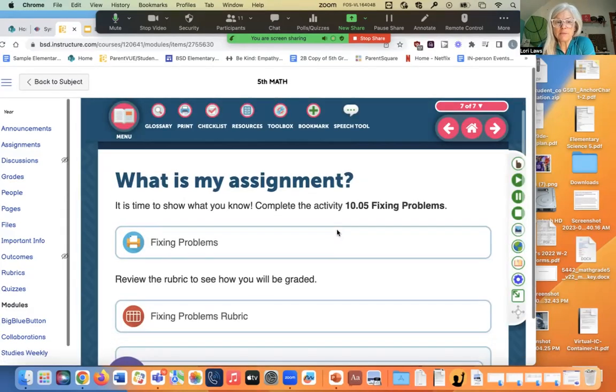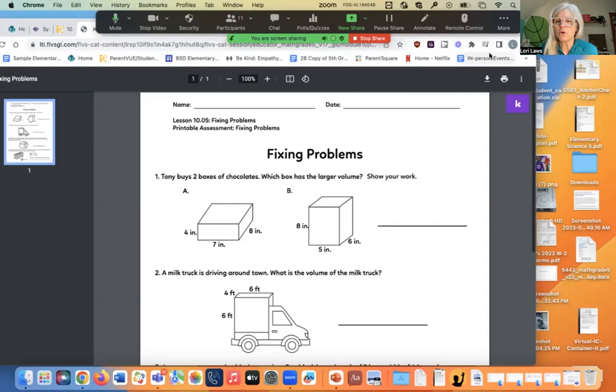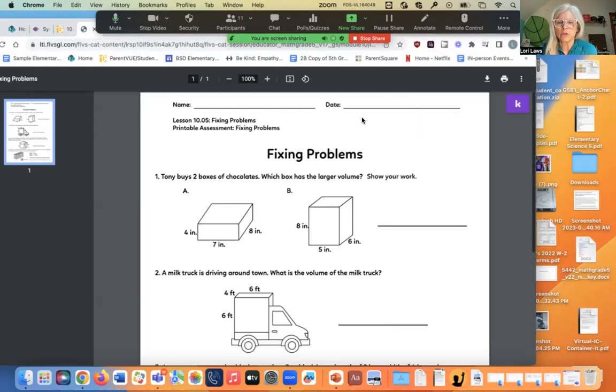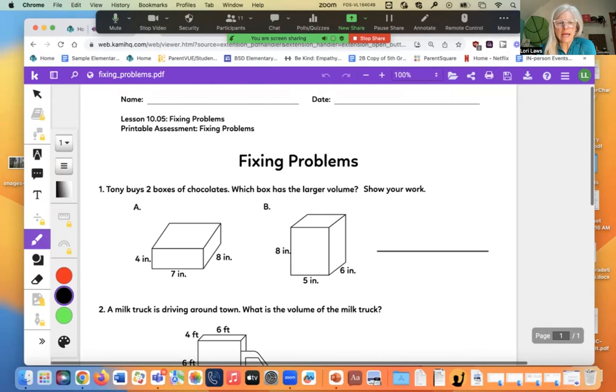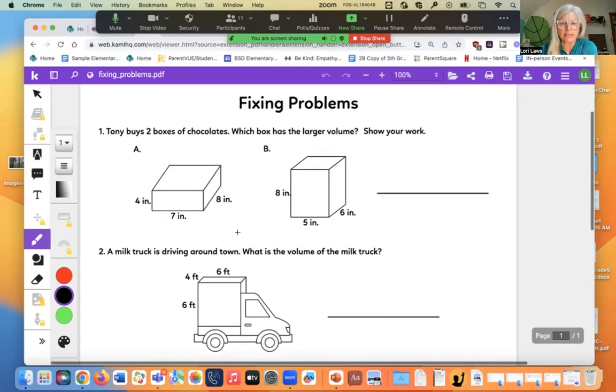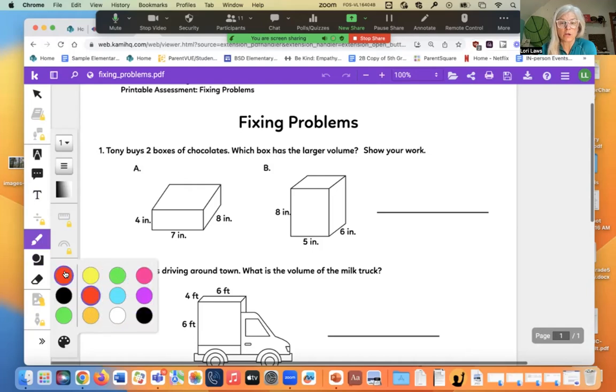And your final assignment on page 7 that is due tomorrow is called Fixing Problems. It's one of your worksheets in your notebook, so you can do it on paper if you would like to, or you may do it on Kami. Fixing Problems has 1, he buys 2 boxes of chocolate, which is larger. They give you the dimensions. That shouldn't be too bad. It does say show your work, so please show your work here.